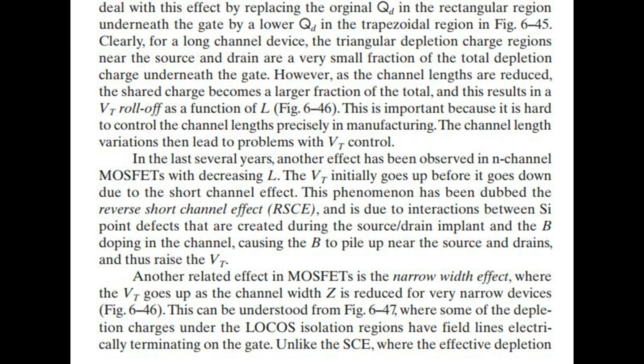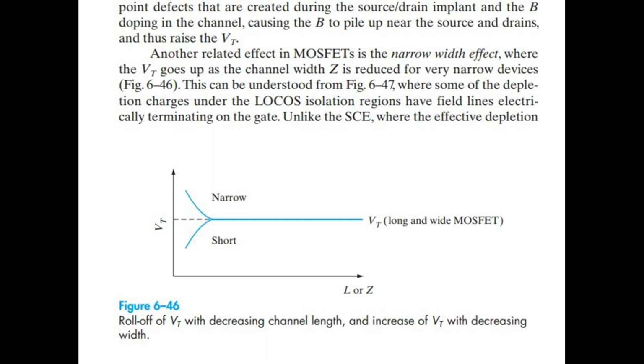Another related effect in metal oxide semiconductor field effect transistors is the narrow width effect, where the threshold voltage goes up as the channel width Z is reduced for very narrow devices, Fig. 6.46. This can be understood from Fig. 6.47, where some of the depletion charges under the LOCOS isolation regions have field lines electrically terminating on the gate. Figure 6.46. Roll-off of voltage with decreasing channel length, and increase of voltage with decreasing width.